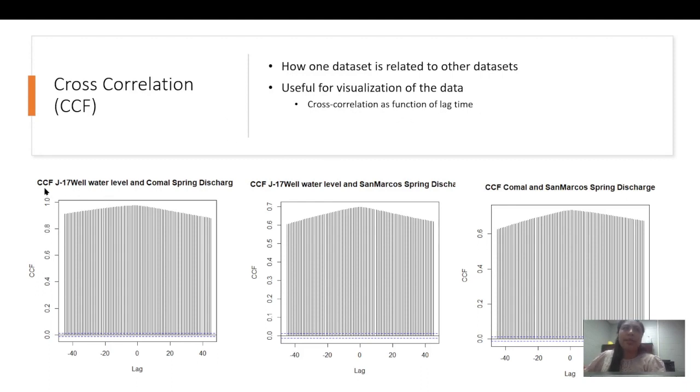Seeing the cross correlation between the J17 well and the Comal spring, we found that the well data is highly correlated with the spring discharge data, as they have a very high peak at the zero lag. The same goes for the J17 well index water level and San Marcos spring discharge. And when we compared the Comal spring discharge with the San Marcos spring discharge, the pattern was similar as well. So this was the correlation.